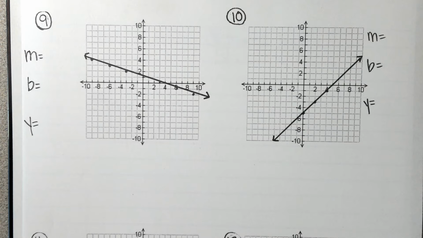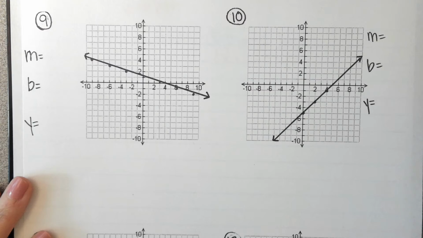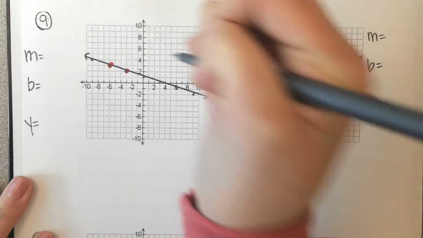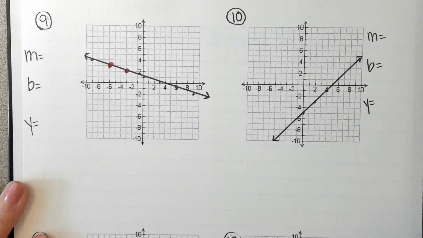So, I'm just going to talk through them with you. At any time, pause the video, look at them yourself, and see what you can do. All right, so number 9, first we need the slope. So I need to find 2 points on the graph. I like this one and this one. They stood out to me really easily.